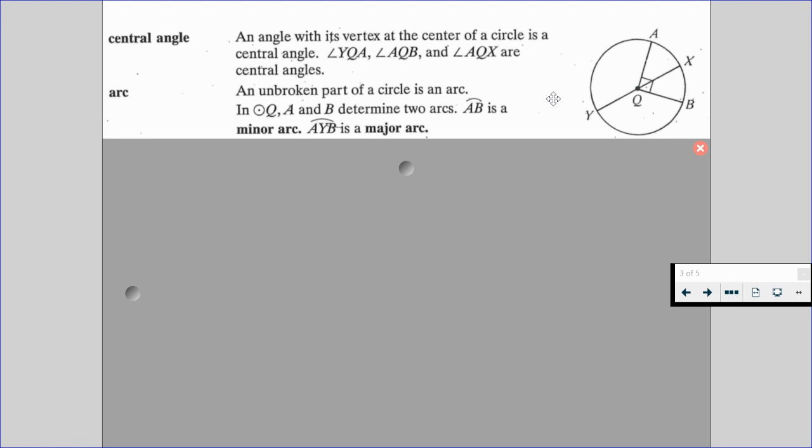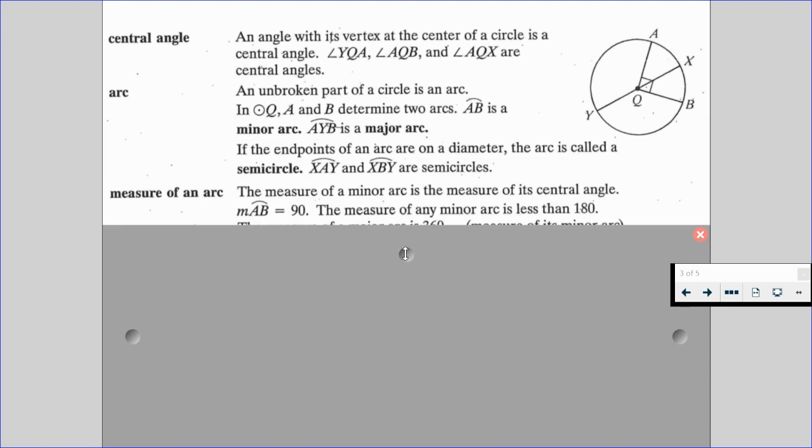We also have what's called an arc. An unbroken part of a circle is an arc. So in circle Q, A and B, those 2 points determine 2 arcs. Arc AB is what we call a minor arc, and arc AYB is a major arc. Notice how in the minor arc we have 2 points included, A and B. In a major arc, it's AYB because major is bigger. If it helps you, minor is smaller, major is bigger. 2 letters is less than 3 letters.